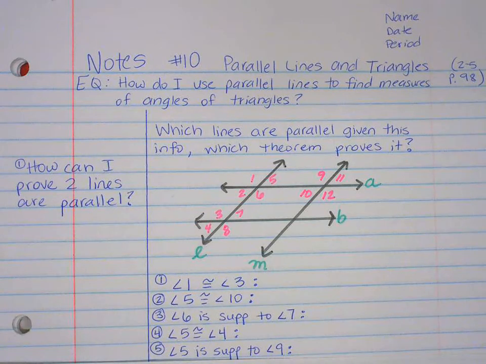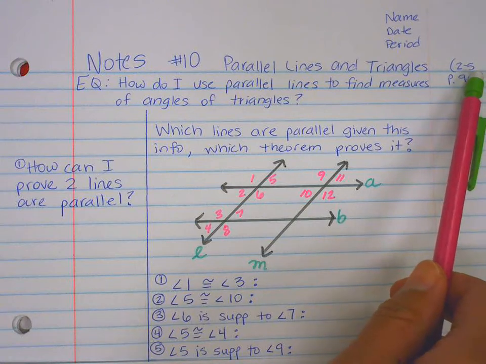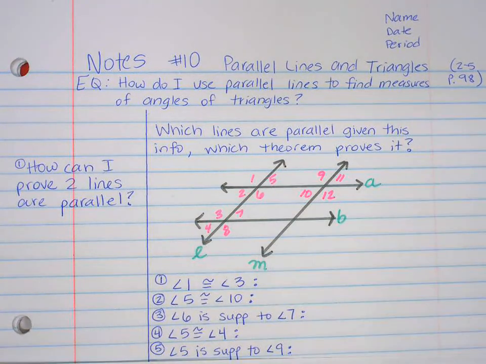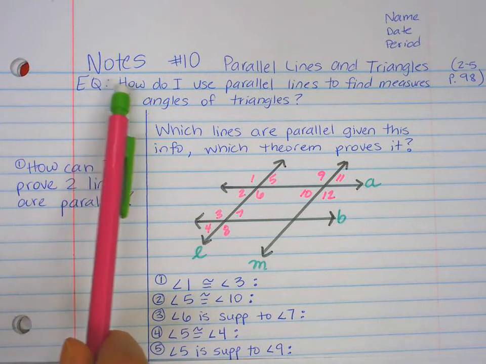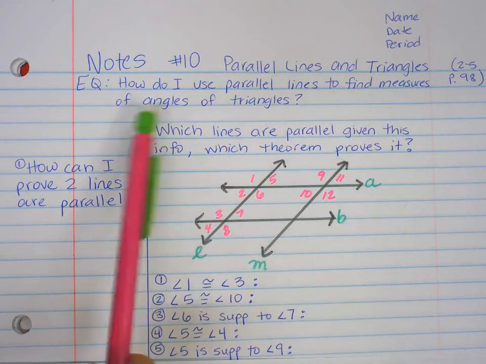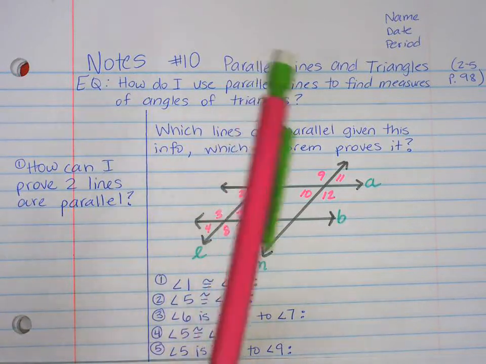These are notes number 10, Parallel Lines and Triangles. This is section 2-5 in your book, page 98. We will be doing some examples from the book later. Right now you can see what we should have started in class. Essential question: how do I use parallel lines to find measures of angles of triangles?